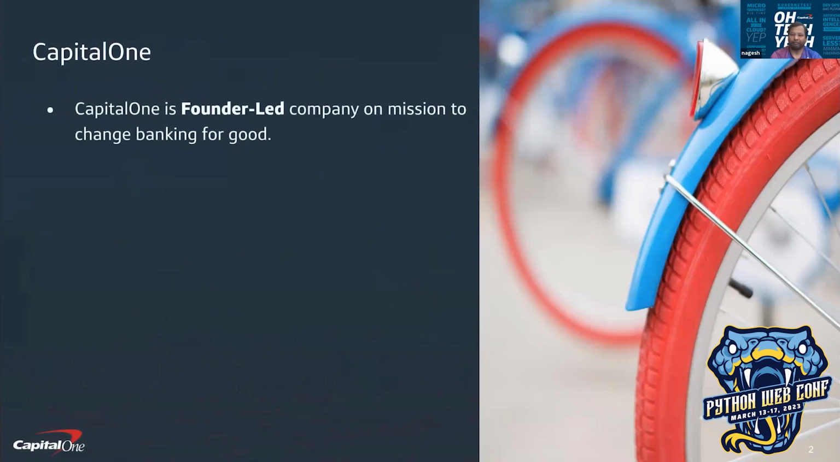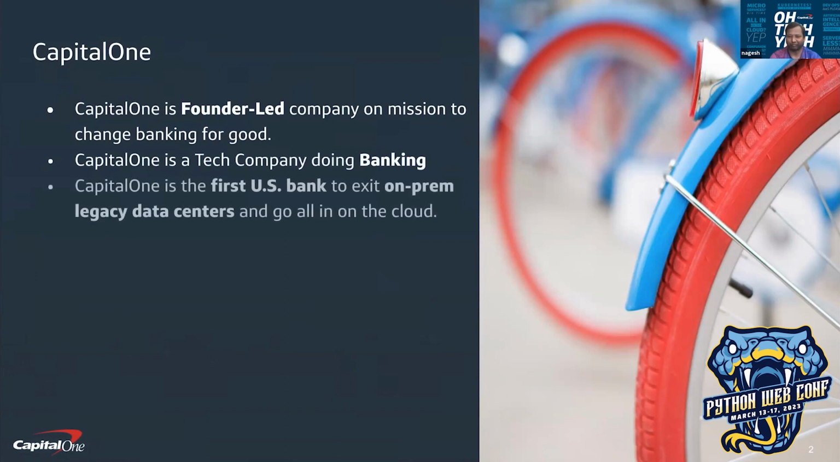So CapitalOne is a founder-led company with a unique culture that is driven by a strong sense of innovation and entrepreneurship. CapitalOne is a technology company doing banking for good. We are a leading American bank that offers a wide range of financial products and services to individuals, small businesses, and commercial clients. And CapitalOne is the first US bank to fully transition from on-premises data centers to the cloud. It was a bold move that modernized the bank's infrastructure and improved scalability, flexibility, and security. It also showcases our commitment to innovation and leadership in the digital transformation for the banking industry.